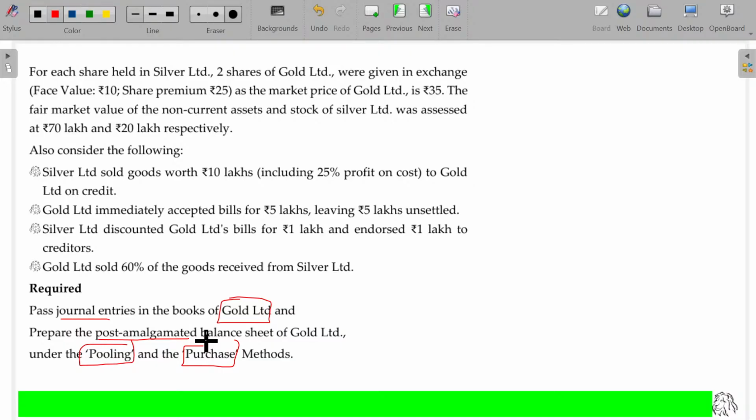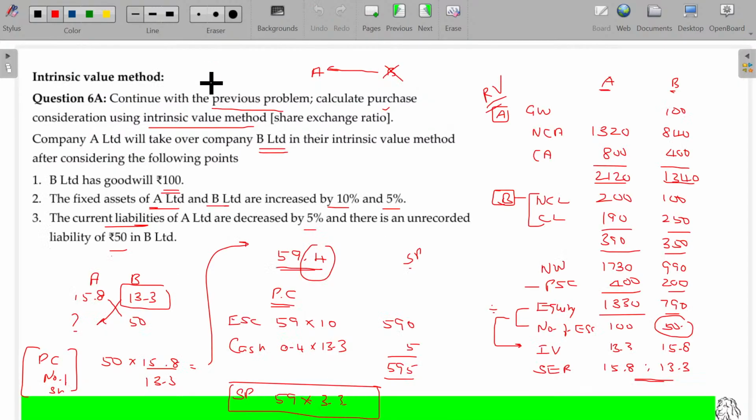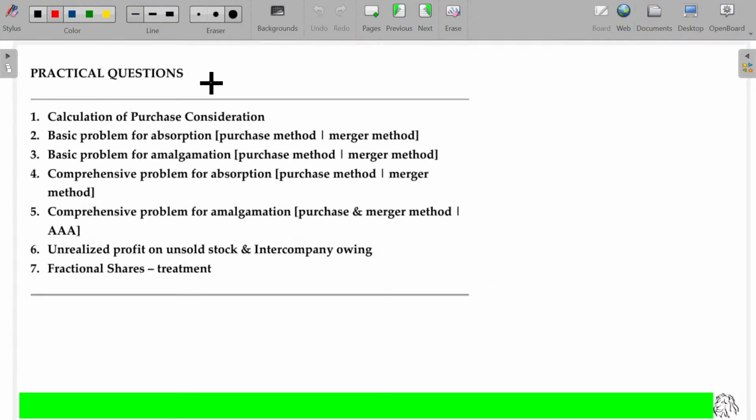Sometimes you may be asked to prepare the balance sheet also, right? Here we have been asked to solve under pooling as well as purchase method both. And also it's all about share exchange value method. The special points to be noted here is all about amalgamation with intercompany owings as well as unrealized profit on unsold stock. So these two cases you have to handle. In the very beginning itself, I have given all the details.